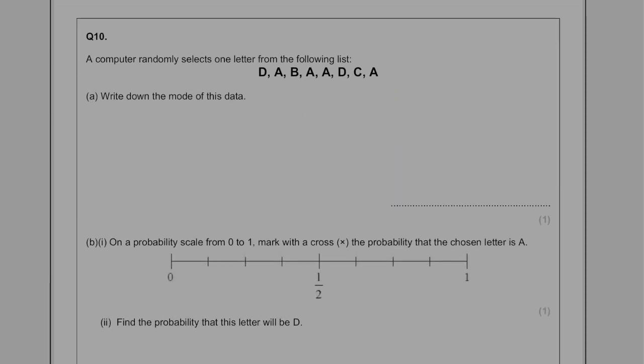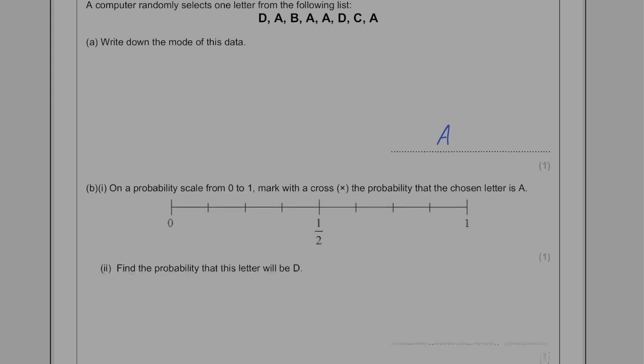Question 10. A computer randomly selects one letter from the following list. Write down the mode of this data. So the mode is the most common, so which one happens the most? So that's looking like A. So A is the mode because A happens the most.